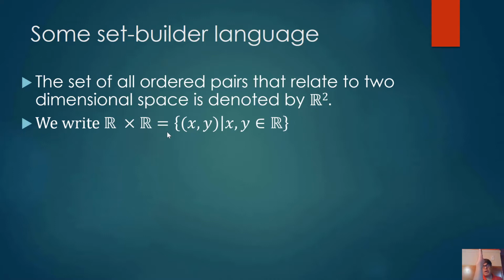all the real numbers as possible elements, and for the y, we have all the real numbers as possible elements. So R times R refers to all the possible ordered sets. The set of all ordered pairs that relate to two-dimensional space is denoted by R squared. And so the way you would write that is R times R is the set of all ordered pairs x and y such that x and y are elements of the real number set.